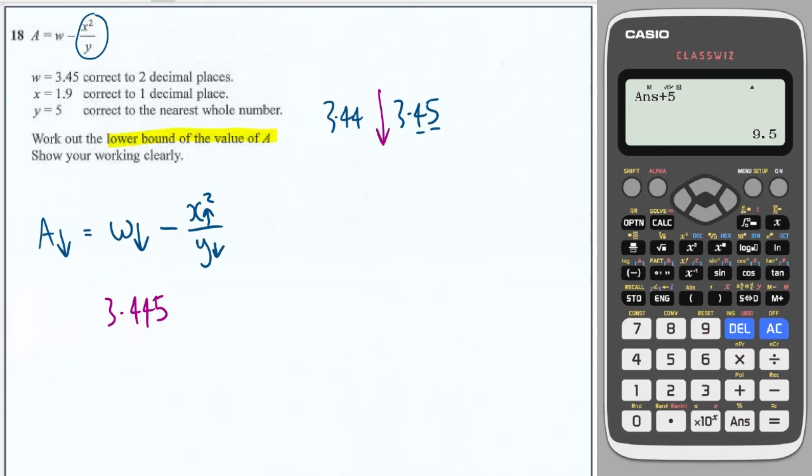Okay, let's do the upper bound of x. So 1.9, I'm only allowed to use 1 decimal place, so the next number along would be 2.0. So the upper bound will be halfway between them, so that will be 1.95. And that needs to be squared. And y is 5 to the nearest whole number. I need to find the lower bound, so what number comes before that? Well, it's 4. Halfway between them is 4.5, so over 4.5.